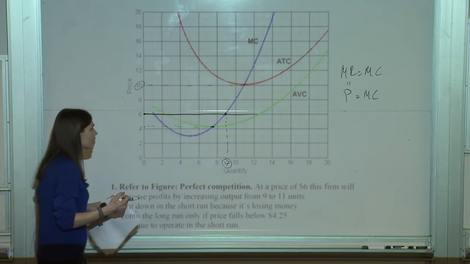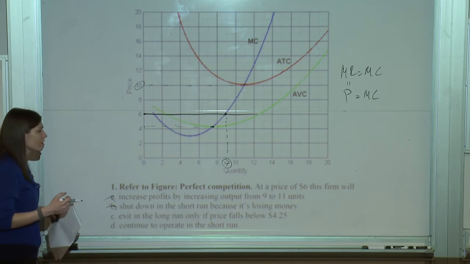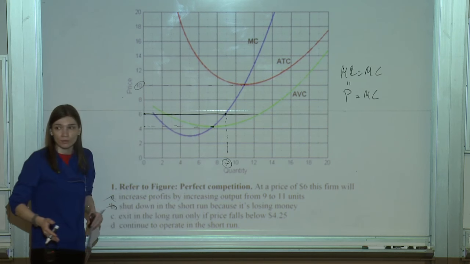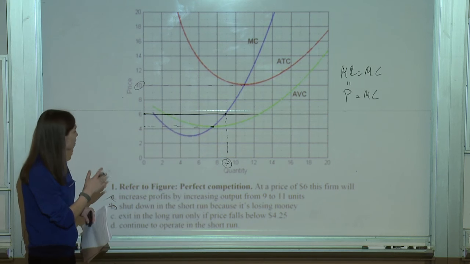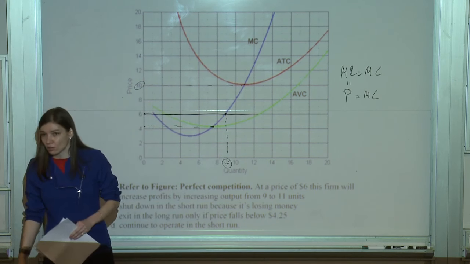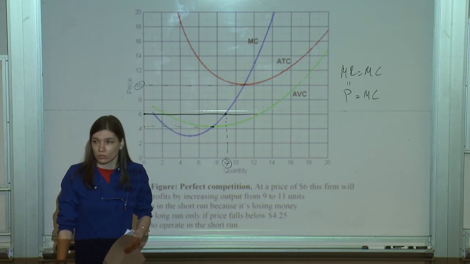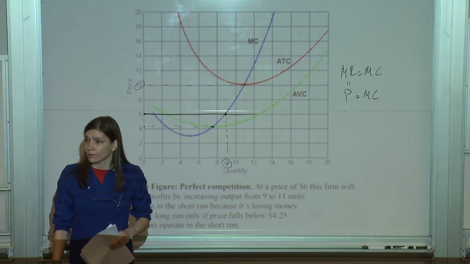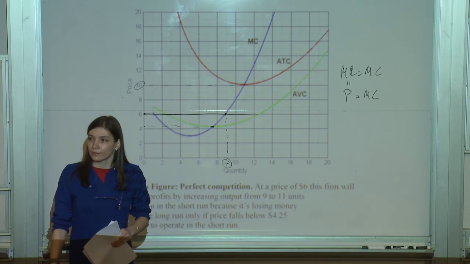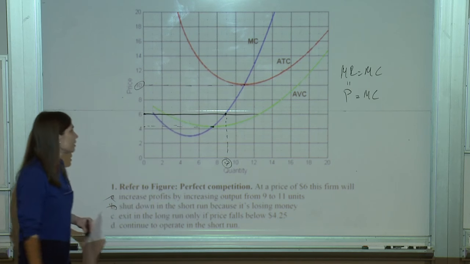You should be very familiar with this. So we have a shutdown price, which is minimum average variable cost. That's the short run. In this case, it's $4.25 or so. And then we have an exit price of $10, which is the minimum average total cost. So $10 would be the long run exit price. Below 10, we'll have exit.